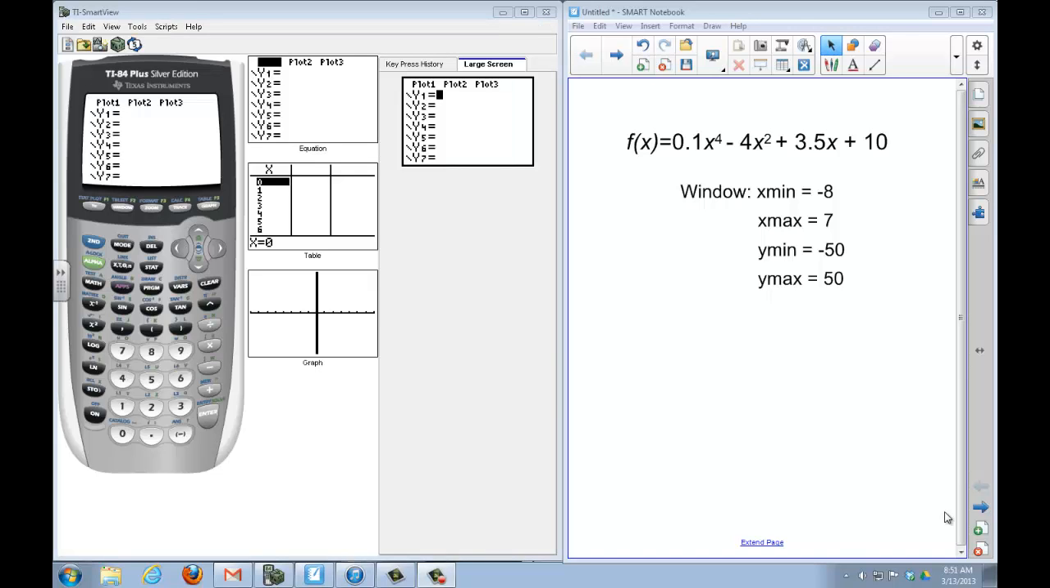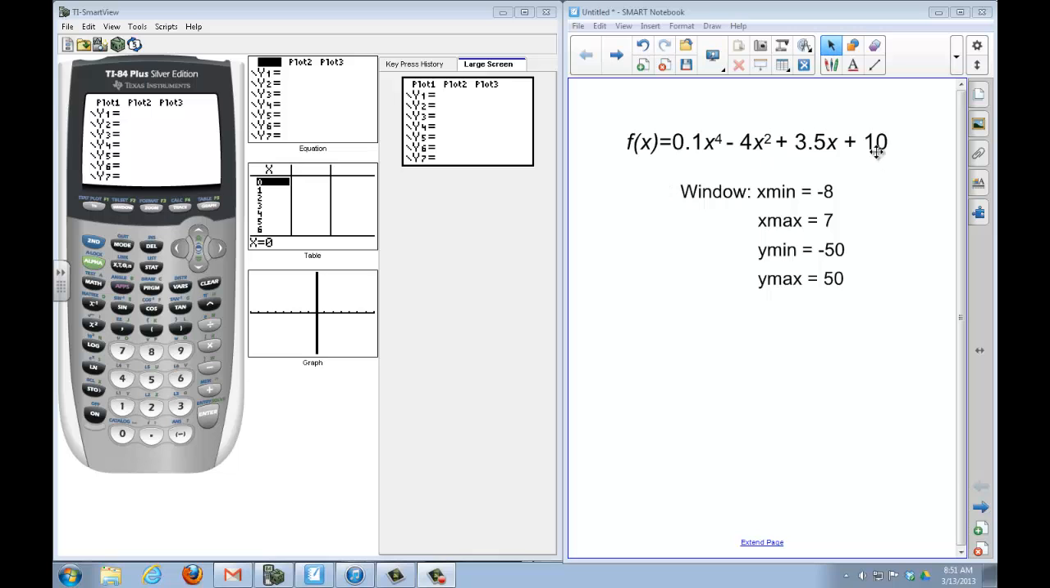Hello gentlemen, the purpose of this video is to help you get acclimated to the TI-84 and to use it to find things such as zeros, relative max, relative min, and intervals where the function is increasing and decreasing. So hopefully you have your calculator out. Let's get down to business here.